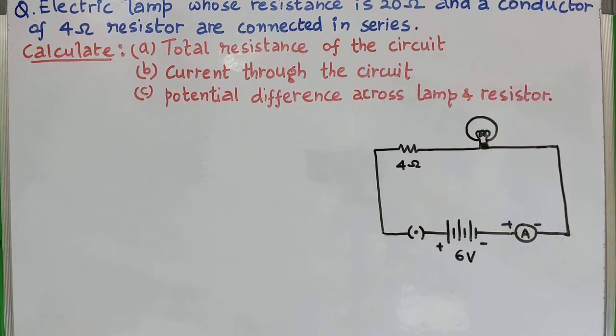So as usual, we have a question here. The question is, an electric lamp whose resistance is 20 ohm and a conductor of 4 ohm resistor are connected in series as shown in the figure. We need to calculate A, total resistance of the circuit, B, current through the circuit, C, potential difference across the lamp and resistor.